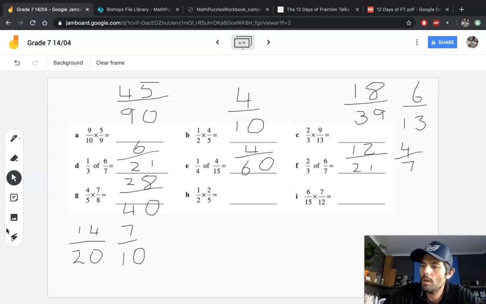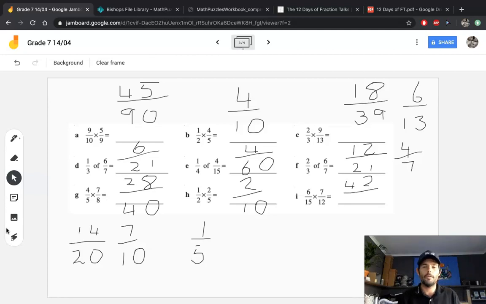Here for H, we've got 1 times 2 is 2, over 2 times 5 is 10, so that is equal to 1/5. And for I, 6 times 7 is 42. And that's going to go over 5 times 12, 15 times 12, sorry. How am I going to do 15 times 12? Well, you've got options. I could double the 15 to 30 and halve the 6 to 3. 30 times 6 is 180. Or I could say 15 times 10 is 150, and then 15 times 2 is 30. Add them together, still gets me to 180.